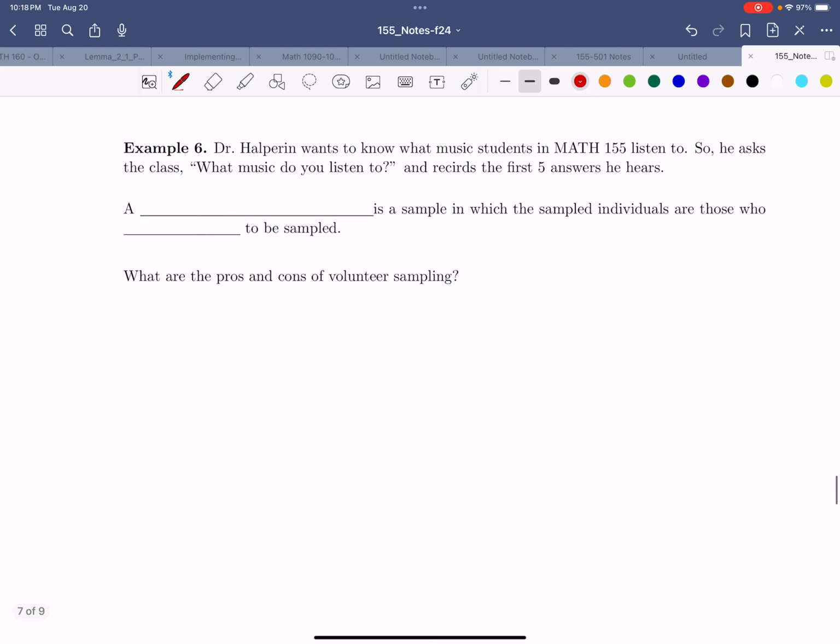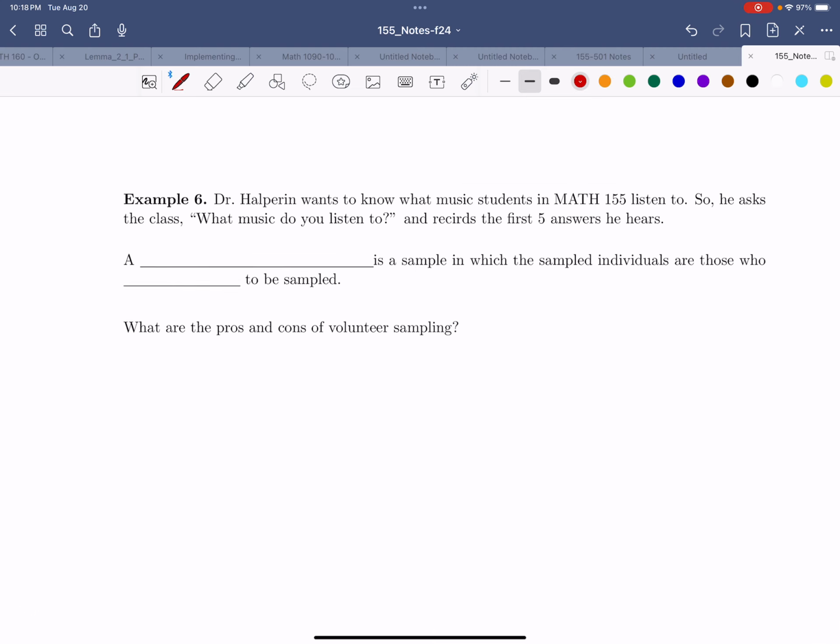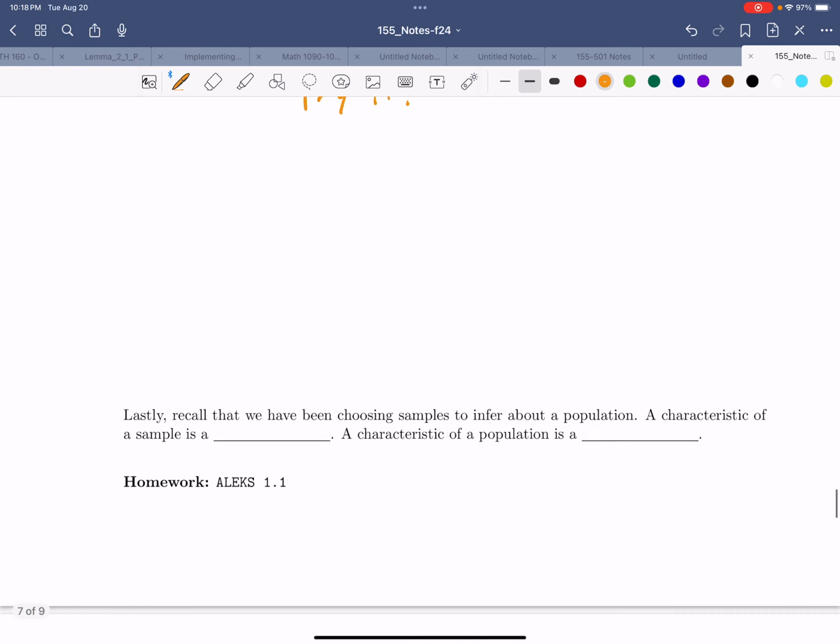Maybe let's do one more sampling example, right? I want to know what the kids these days are listening to, so I say to the class, "What music are you listening to?" And I just record the first 5 answers that I hear. What kind of a sample is that? It is a voluntary response sample. Right? The sampled individuals are those who choose to be sampled. And as always, there are pros and cons. Think about what's good and bad.